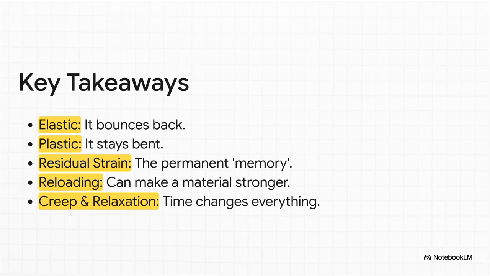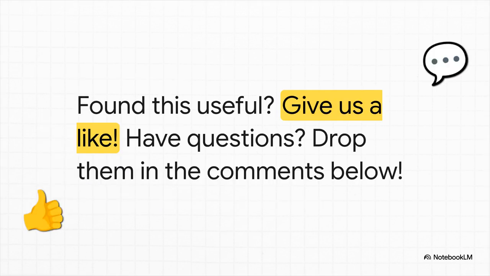So look, if you walk away with anything today, just remember this. Materials have 2 main behaviors. There's elastic, where they bounce back perfectly, and then there's plastic, where they bend and just stay that way. That permanent bend is called residual strain, and weirdly enough, it can sometimes make the material even stronger. And of course, never forget that time is always in the background, making materials slowly creep or relax. And just like that, you know the difference between elasticity and plasticity.